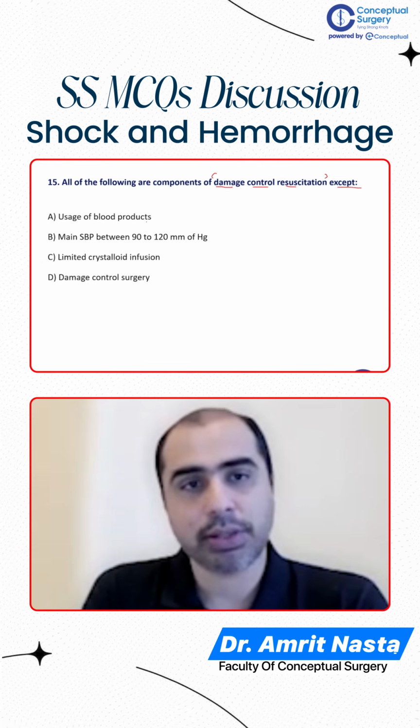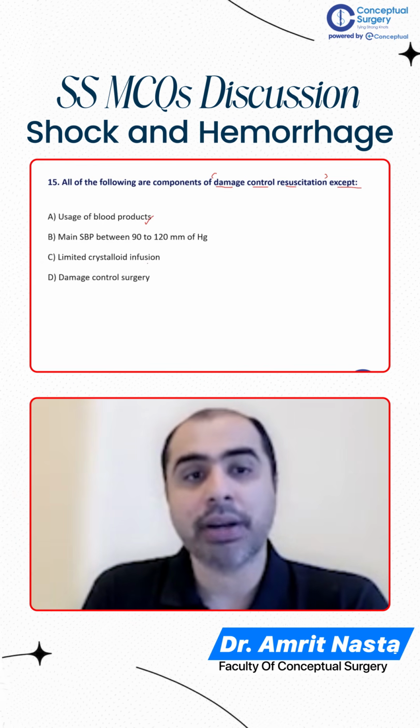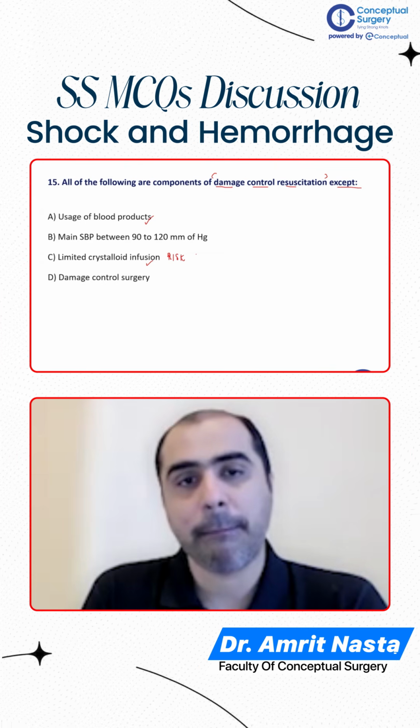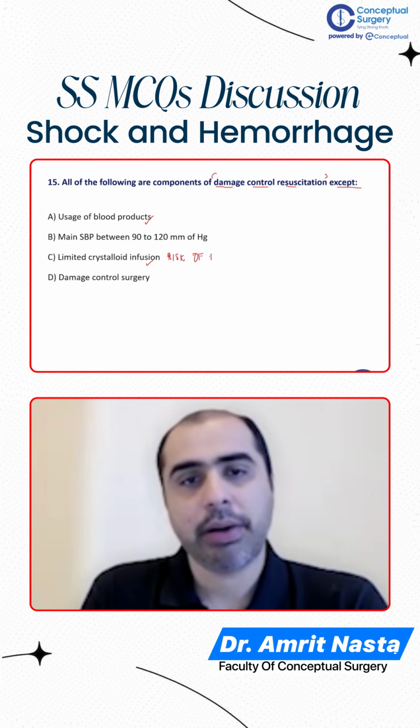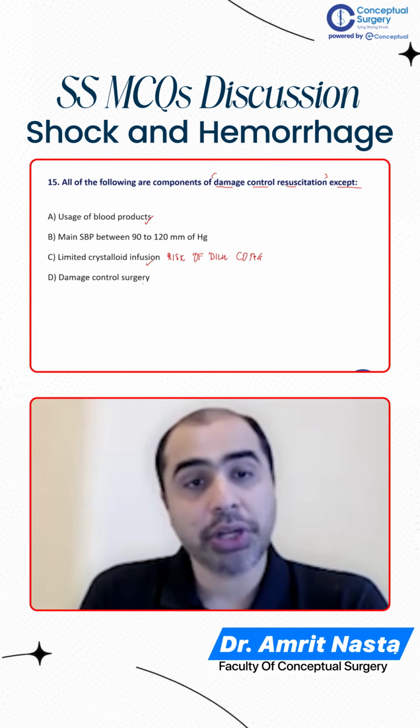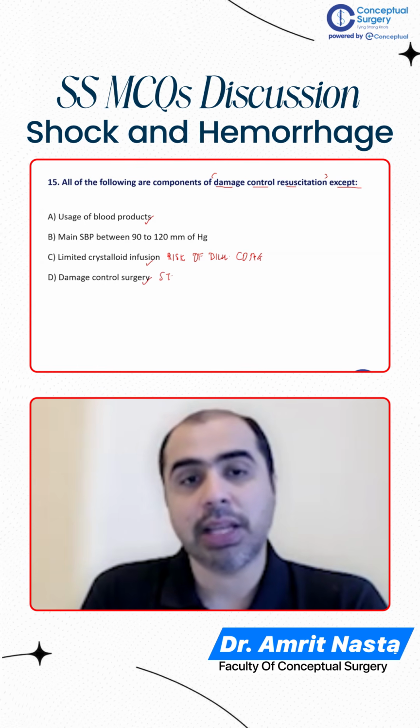So what do you do in this? You use blood products. You avoid crystalloids because there is a risk of dilutional coagulopathy. So give as much blood and blood products as possible. Limit the use of crystalloids. Do surgery to stop the bleeding as early as possible. That is called damage control surgery.